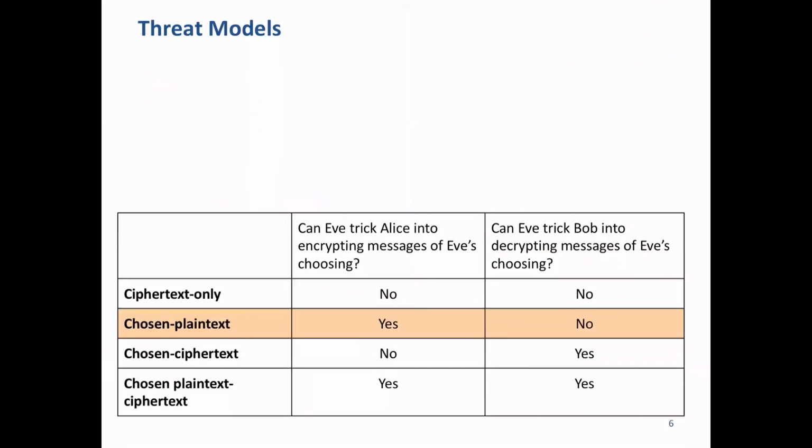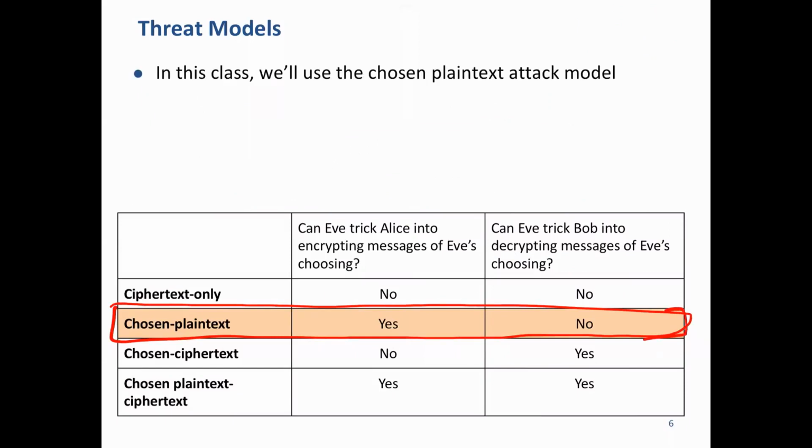Out of these models, in this class we will consider this model, wherein Eve can trick Alice into encrypting a message which Eve has created. This is considered to be one of the powerful models.